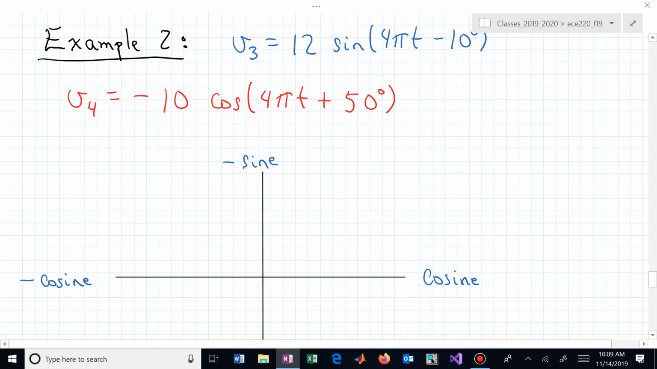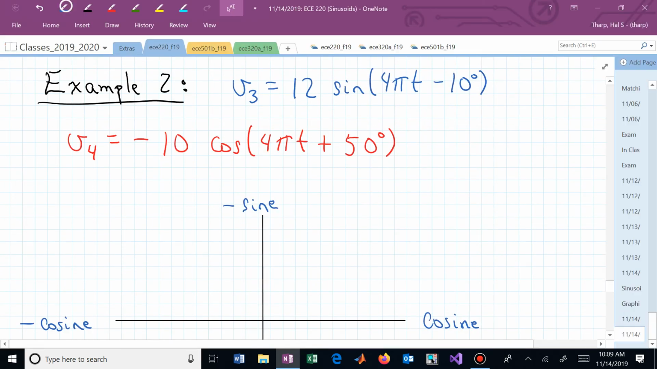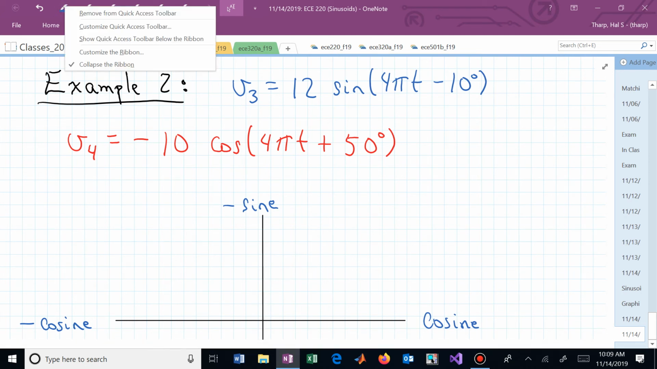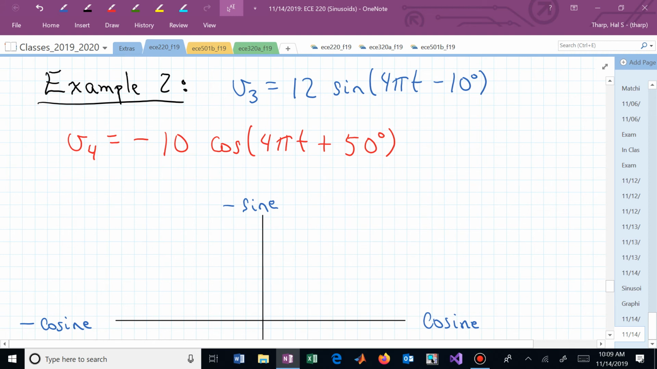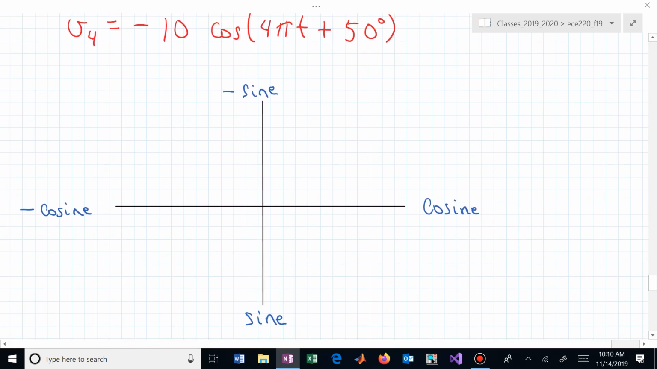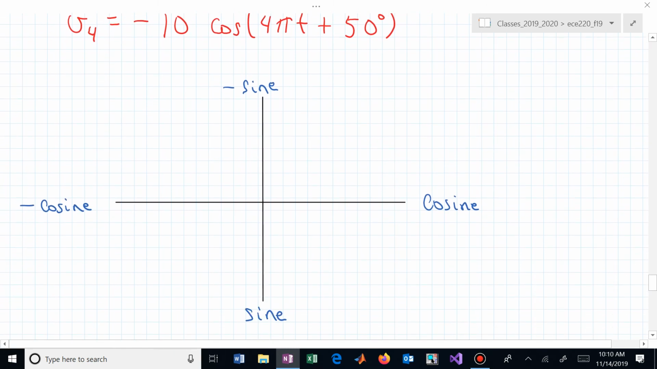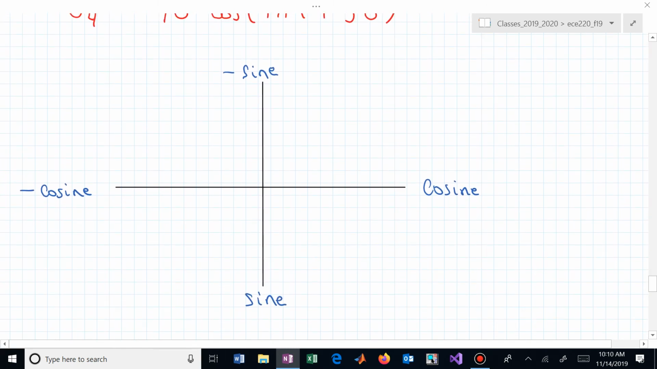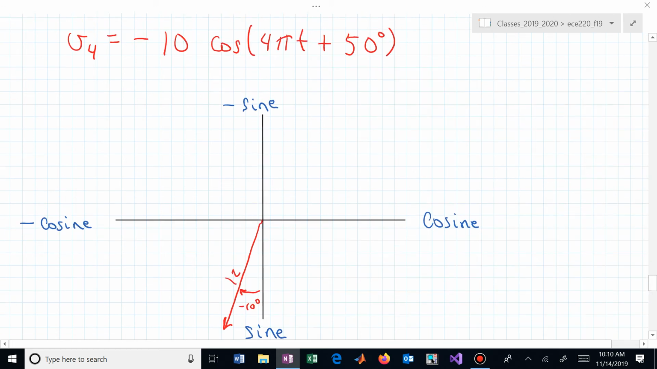This one now needs to be blue. And where do I draw it? It's 12. It has a length of 12 and an angle of minus 10. It now needs to be drawn relative to the positive sine axis, which is actually down. It needs to be a length 12 and at an angle of minus 10. I may be exaggerating the angle, but this is now minus 10 degrees, and this length is 12. That's V sub 3.